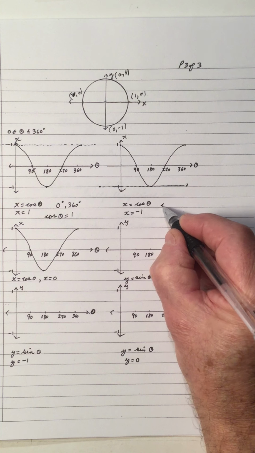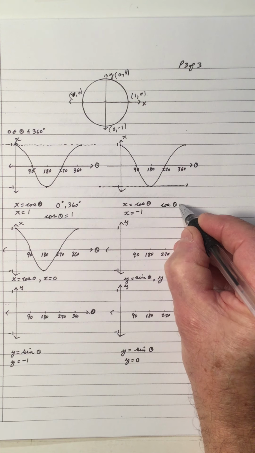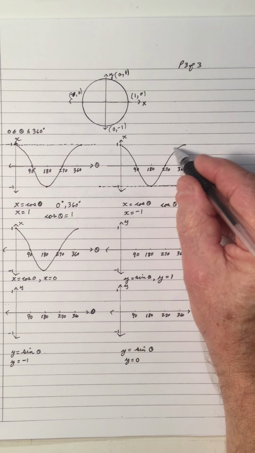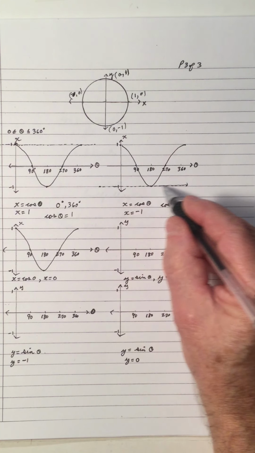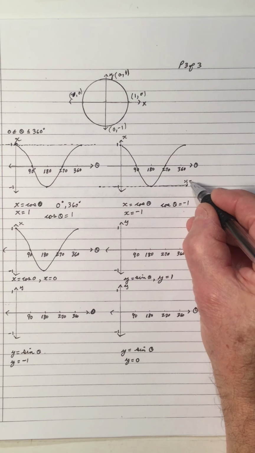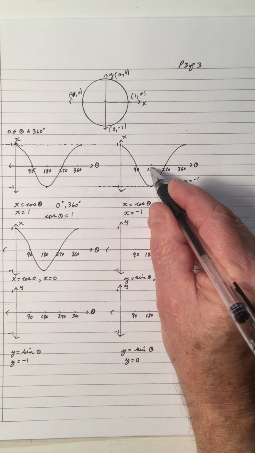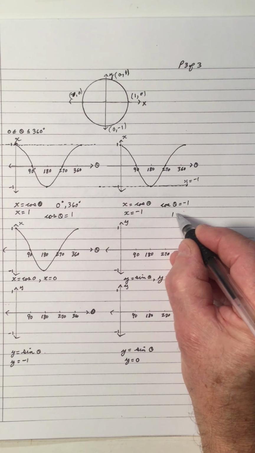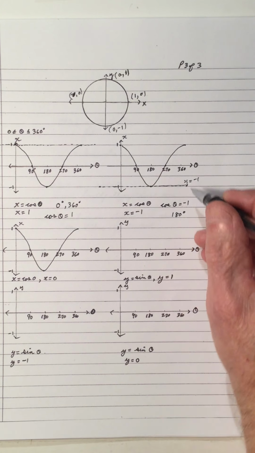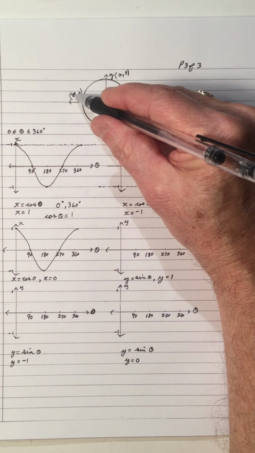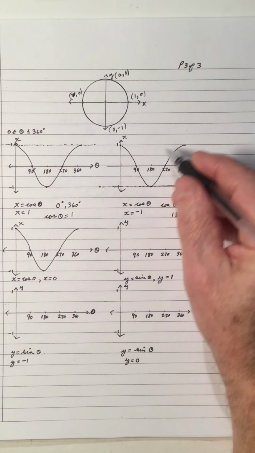And so that's the equation, cos theta equals -1. And so we put the two of these together. There's the cos graph. There's x equals -1. If x equals -1, this is the point. So that point is at 180 degrees. So when theta is 180 degrees, cos theta is -1. You can see it from the graph.